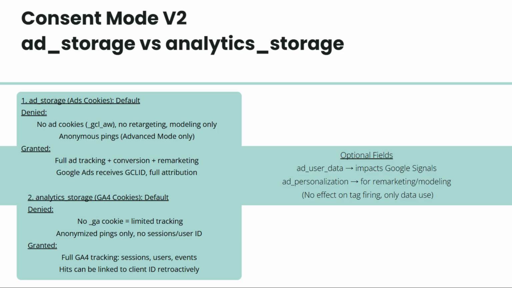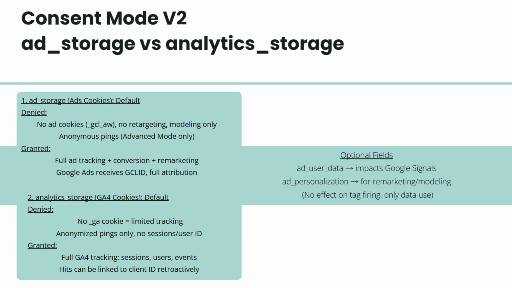Analytics storage. This controls storage for analytics purposes, which mainly means the cookies for Google Analytics, like the client ID cookie. Default behavior: set analytics storage to denied by default. So until user consents, Google Analytics, GA4, will not store or read any analytics cookies. GA4's behavior with analytics storage denied: it will not set the _ga cookie, which normally holds the unique client identifier.